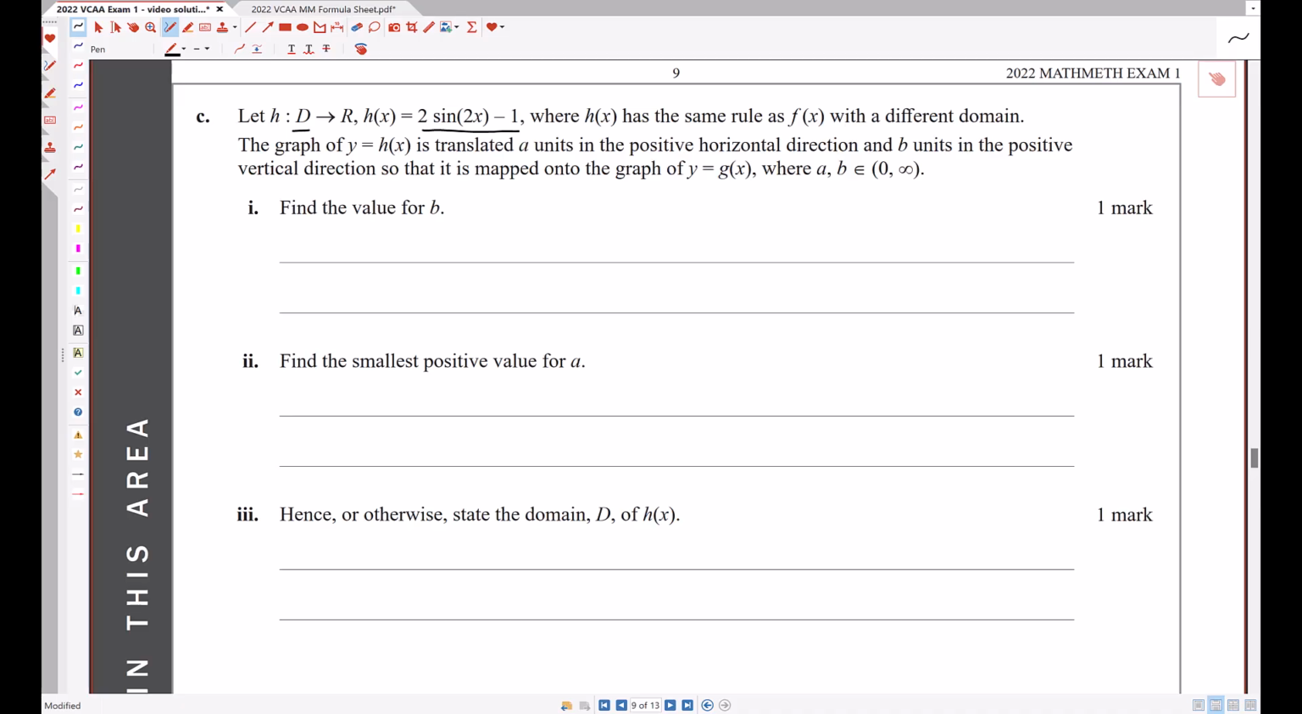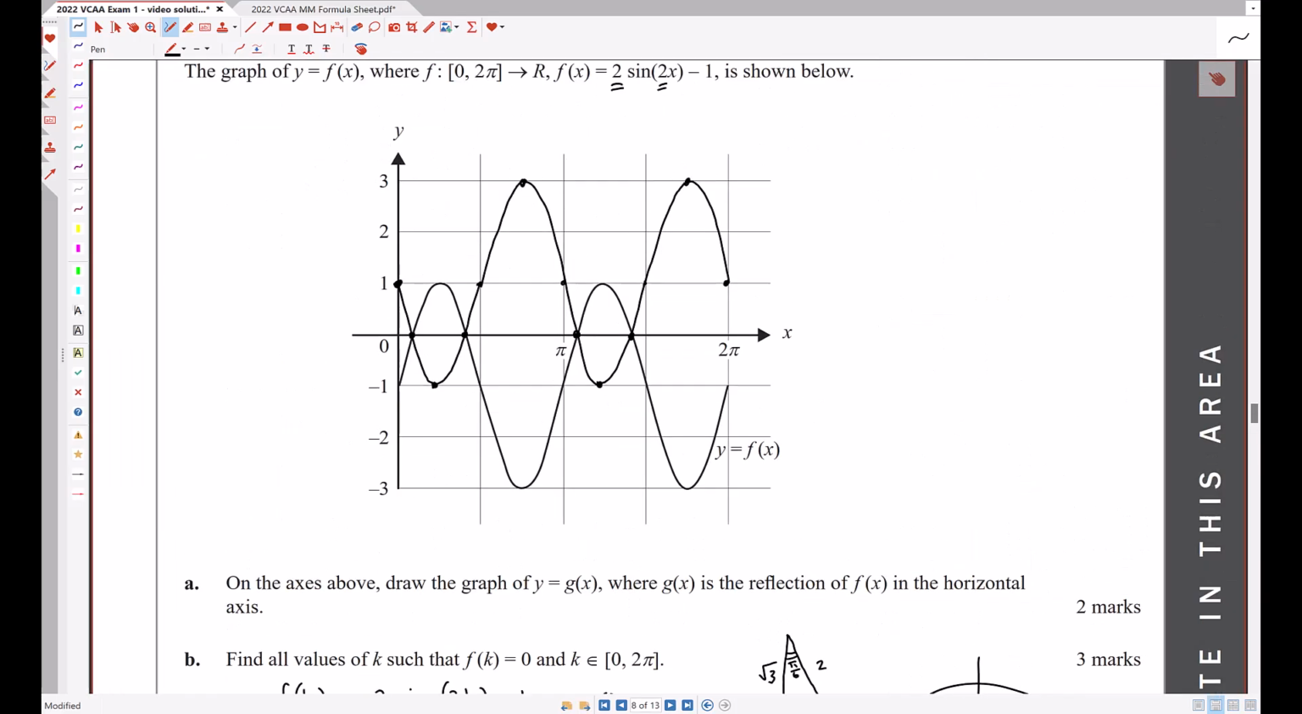The graph of y equals h of x is translated a units in the positive horizontal direction and b units in the positive vertical direction so that it is mapped onto the graph of y equals g of x, where a and b are positive. Okay, so A and B are both positive, which means if we go A units in the positive horizontal direction, we are definitely going to the right, and B units in the positive vertical direction, we're definitely going up. So we're going right by A and up by B, and we need to turn h of x, which has the same rule as f, into g of x, which is the graph we drew up here.